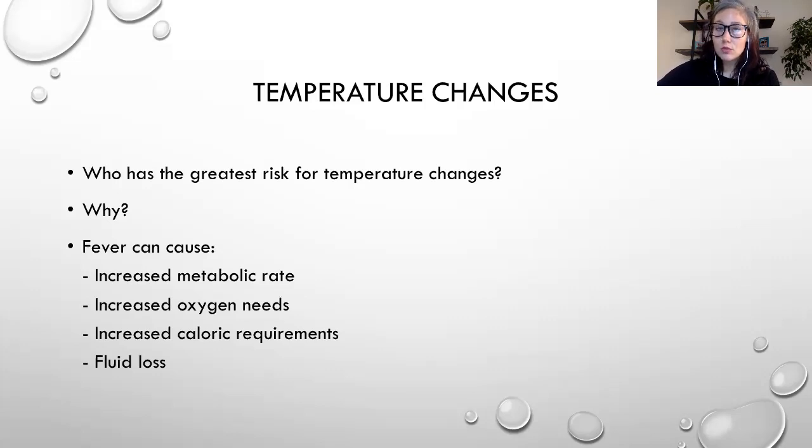Granted, that's not quite for the higher temperatures, but still it's something to keep in mind because that's how infants are. They also have a greater surface area versus the weight that they have, which can also affect their temperature. So the fever can cause an increased metabolic rate. It can cause increased oxygen needs. They may end up breathing a little bit faster because they're needing more oxygen, and increased caloric requirements. They may be drinking their regular amount of formula or as much breast milk as usual, but they're working so hard that they're burning off those calories and not gaining the weight like they're supposed to.